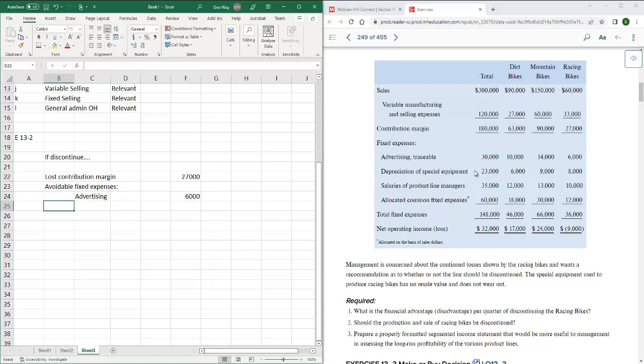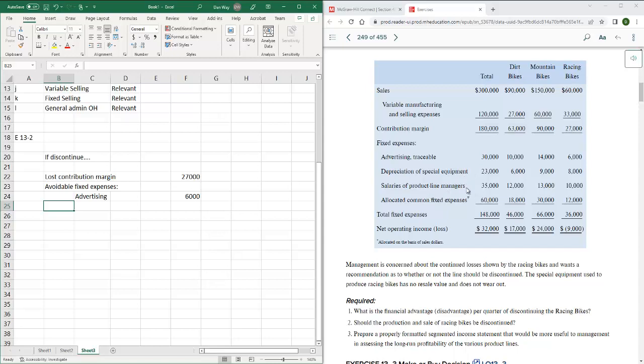Depreciation of special equipment. Now that is traceable to the racing bikes, but it's not avoidable. It told us that the special equipment has no resale value and doesn't wear out, so this is just cost being allocated across periods for that equipment. It's nothing that's going to change in the future regardless of what we do here. That's kind of a sunk cost or associated with that sunk cost.